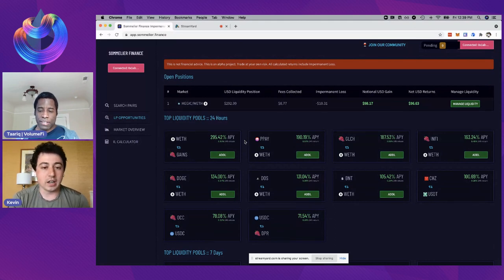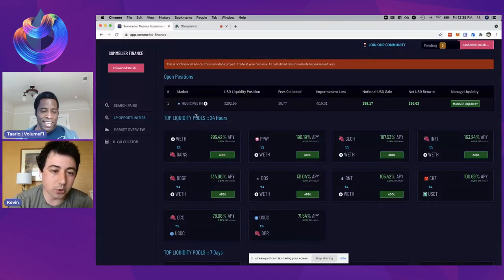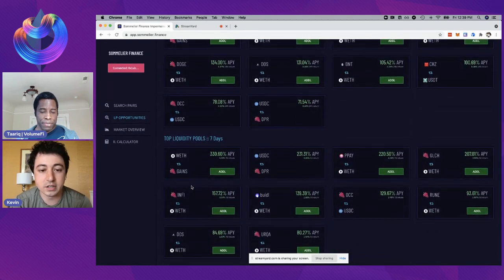Awesome. All right, so what's next for us? I'm just browsing around. I'm seeing here the top liquidity pools in the last 24 hours and in the past 7 days. So I'm looking around. I can see this pool has returned 7% in the last 7 days. That means if I held it for a year, I'd make about 300%.